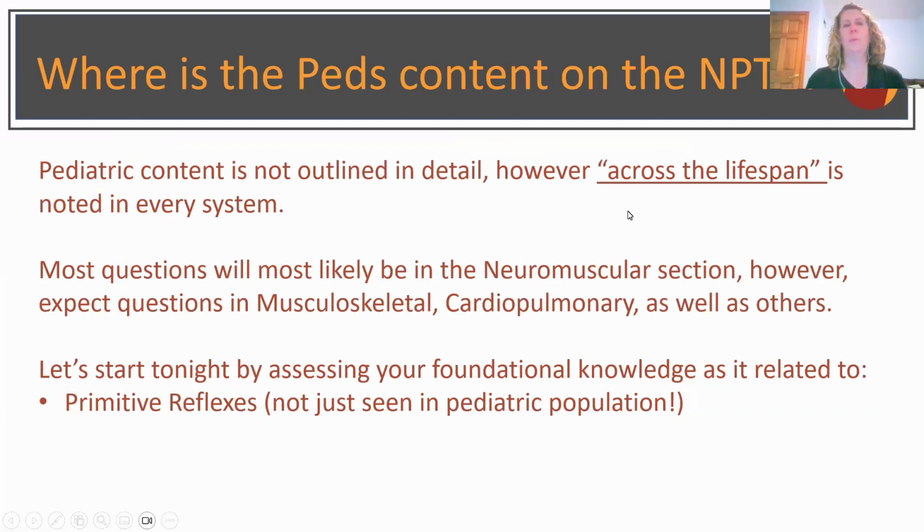Okay, so pediatric content is on the NPTE. We don't know how many questions you're going to get. It's not that detailed in the content outline. However, when you look at the content outline for every system, the description says across the lifespan. Most questions are going to be in the neuro section, okay? However, of course, there can be pediatric questions in musculoskeletal or cardiopulm, as well as others.